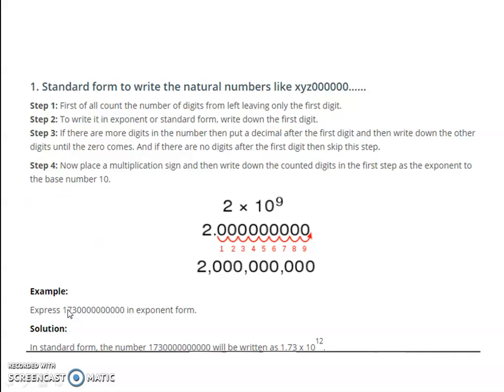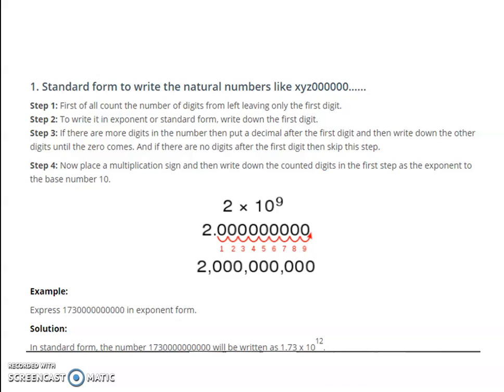How many digits did you count? First, remove the first digit. After that, count the digits: 1, 2, 3, 4, 5, 6, 7, 8, 9, 10, 11, 12. There are 12 digits after the first number. So how will you write the standard form? 1.73 into 10 raised to 12. This is how you express very large numbers using exponential notation.